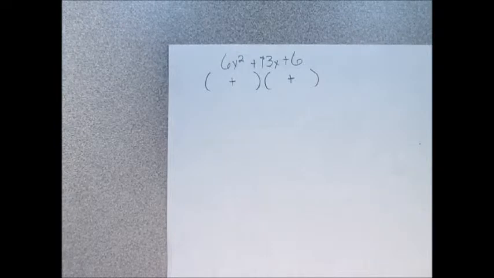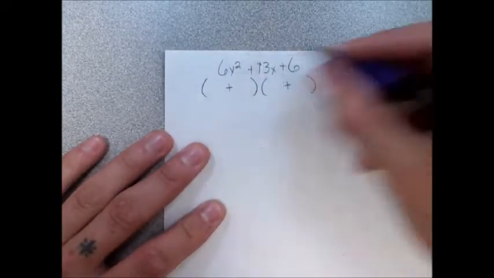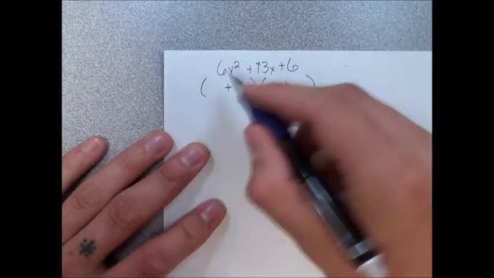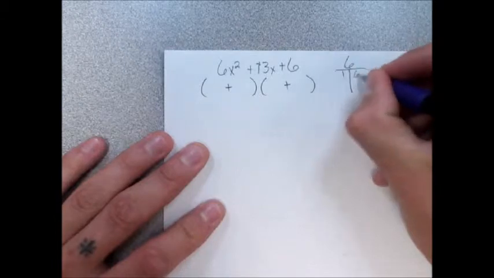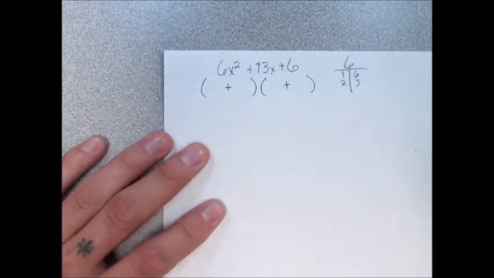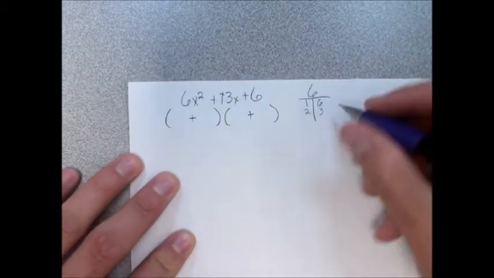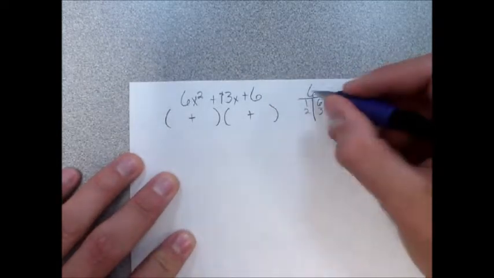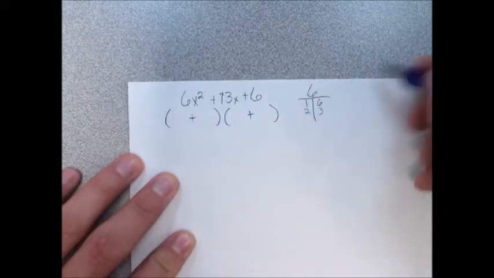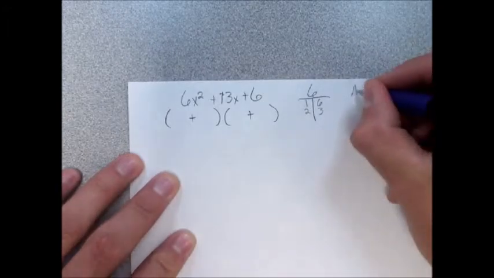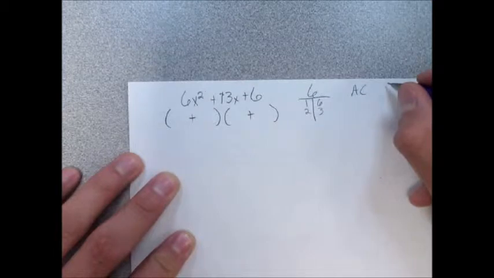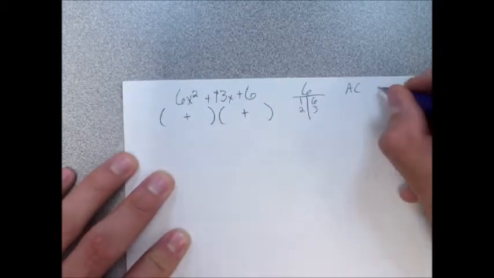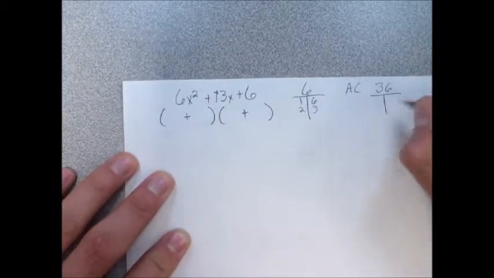Now, this one is much harder because I now have to consider factors of A. What is A? It's 6, right? So I need to consider all the factors of 6. 1 and 6, 2 and 3. That's all there are, right? I also have to consider factors of C, which is again 6. And then I have to consider factors of AC. Now that's A multiplied by C. So what is A multiplied by C? 36. So I need to consider all factors of A multiplied by C.